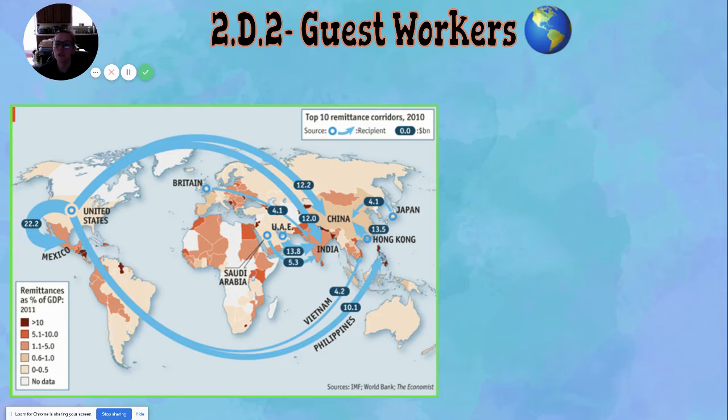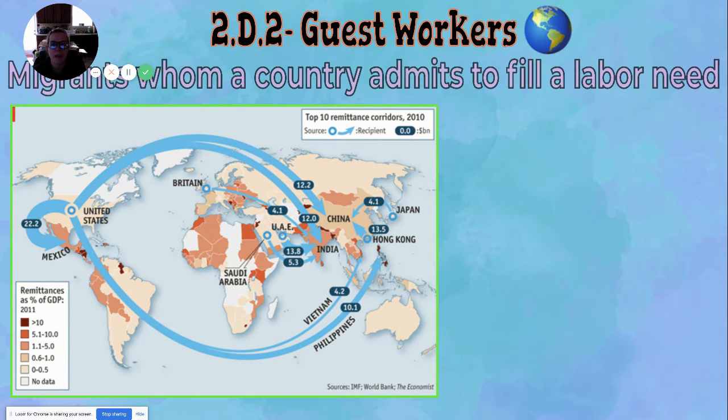All right, guest workers. We talked about this. Remember when we looked at the population pyramid for Qatar? Remember they're building the stuff for the World Cup? All right, so sorry my head's in the way, but you should already have these notes. Migrants whom a country admits to fill a labor need.